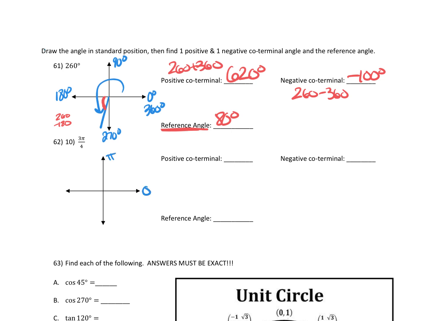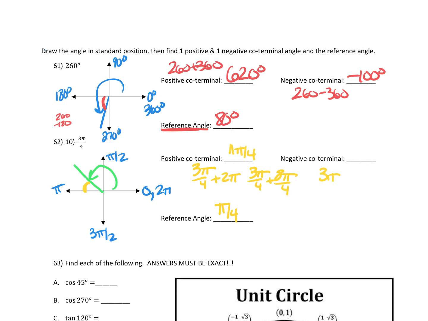With radians, my quadrantals are 0, pi over 2, pi, 3 pi over 2, 2 pi. So 3/4 pi would be halfway between a half and 1. So my reference angle would be this guy, which is going to be pi over 4. That's 1/4 away from the axis. I'm going to do 3 pi over 4 plus 2 pi, so 3/4 plus 2 would be 3/4 plus 8/4. So that's going to be 11 pi over 4. 3/4 minus 8/4 would be negative 5 pi over 4.